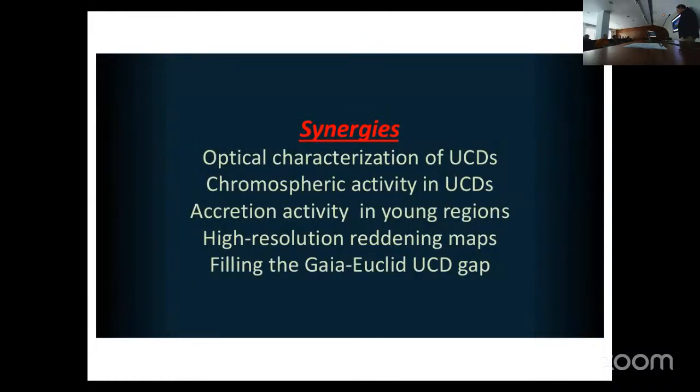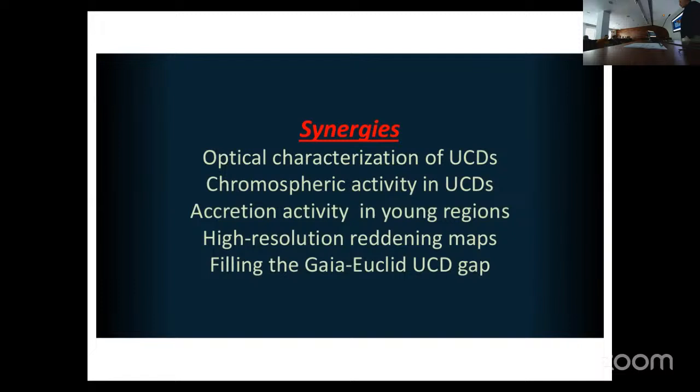So I have made here a summary of synergies that I foresee. First is that with so many filters, it's a kind of low resolution spectroscopy, as Jorge mentioned before, then you can have an optical characterization of the ultracooled dwarfs. Also, the chromospheric activity can be detected because of these filters in H-alpha and calcium-2. These emission lines are also important to detect active accretion in these young regions.